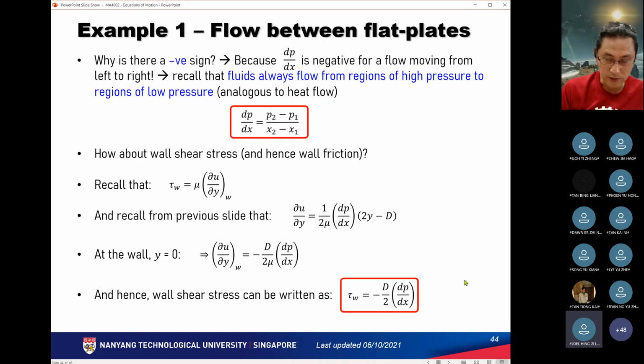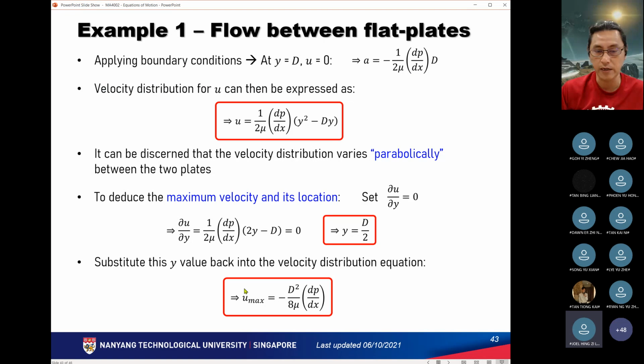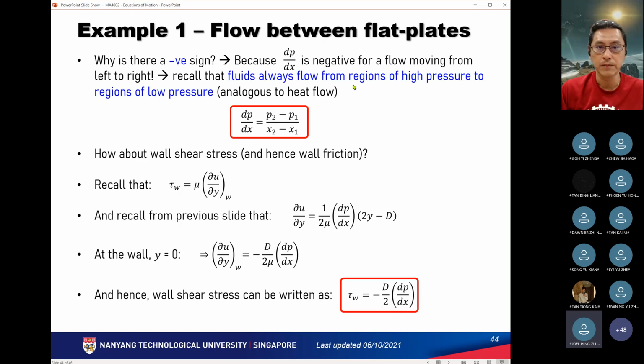But of course, some of you may wonder, hang on, u max, why is there a negative term? Are you telling me that the flow reverses? No. Nothing is wrong here. There is a negative term here because dp by dx is actually a negative term for a flow that's moving from left to right, with the frame of reference that we used earlier on.